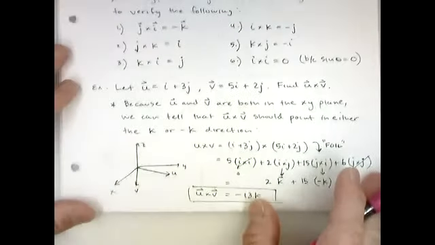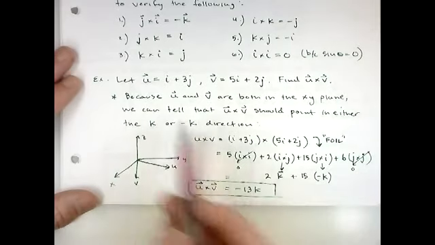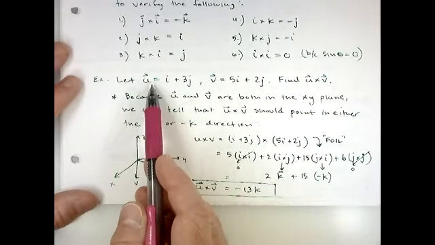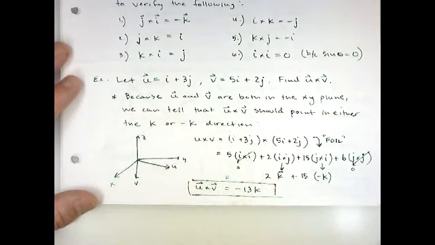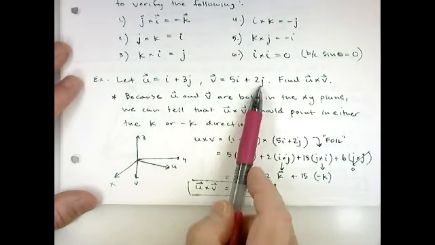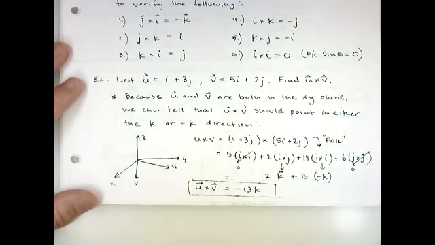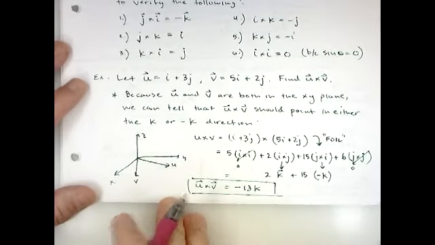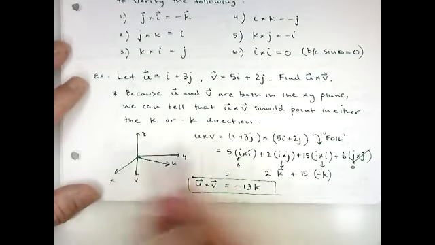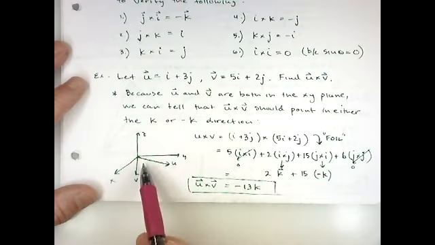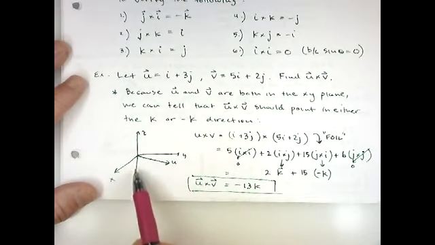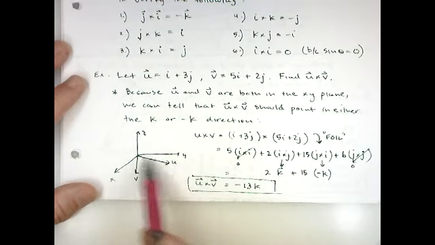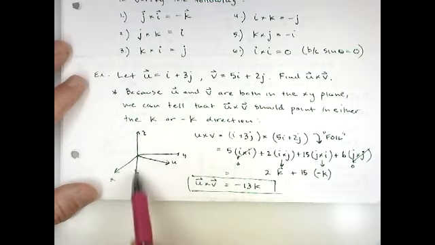So let's see how this works. I have u equals i plus 3j, v is 5i plus 2j, and I want to find out what u cross v is. Now, u and v are both two-dimensional vectors, so I tried to plot these in three-dimensional space. There's x, y. u would be pointing this way. You go over 1, up 3 in the y direction, and v would be pointing this way.